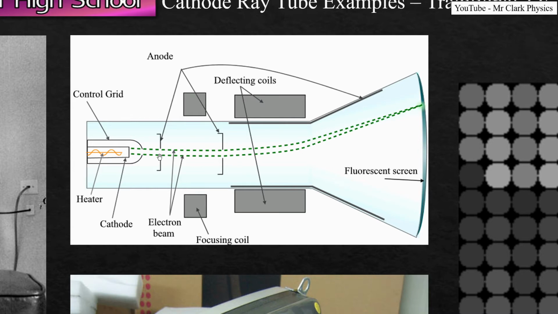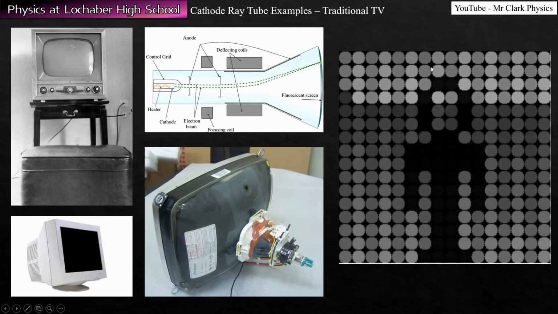If you have a pair of coils, one pair above and below and one pair to the left and right, you can direct this beam to scan its way across the whole screen, lighting up one pixel after the other.